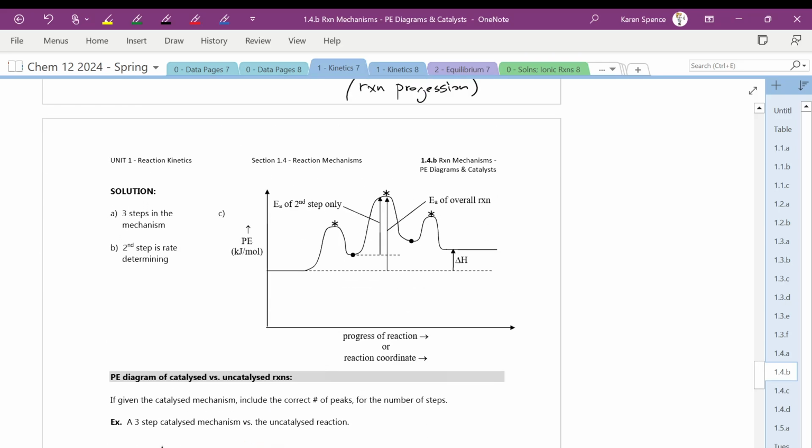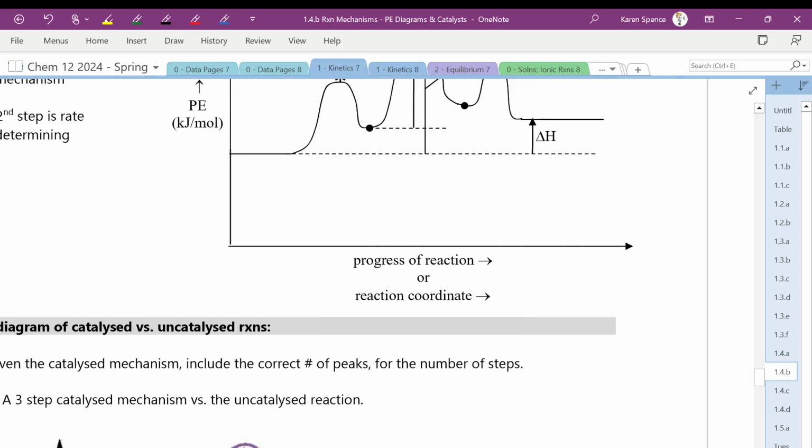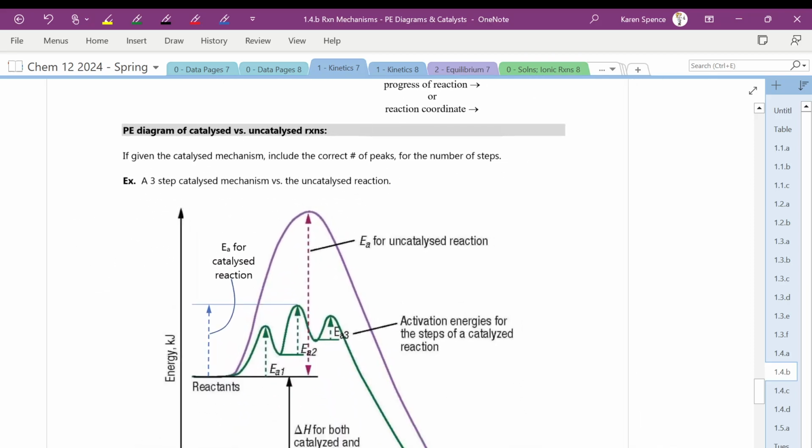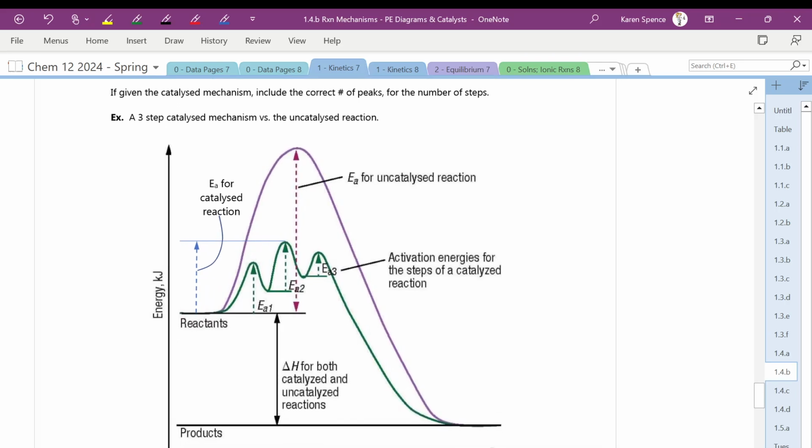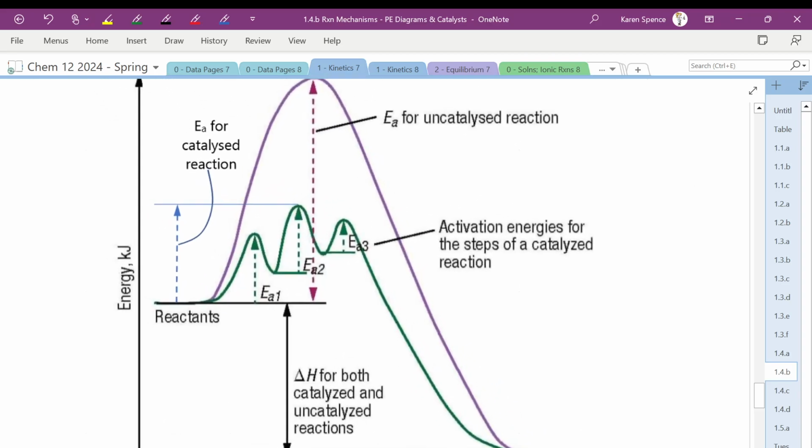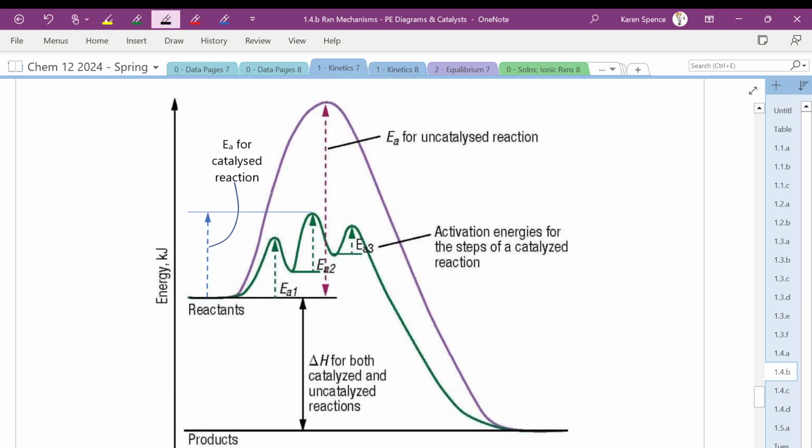Okay, so everything's like shown here. We already did this. Okay, but here's a lovely picture as opposed to my drawing. Three-step catalyzed reaction mechanism versus the uncatalyzed reaction. So here we have the purple is the uncatalyzed reaction and the green is the catalyzed reaction mechanism.